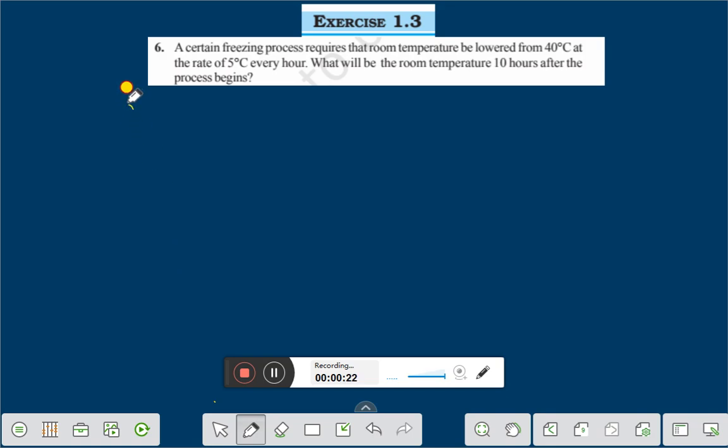Let us solve this problem in this way. That is, initial temperature is equal to 40 degree centigrade, right? And be lowered from 40 degree centigrade at the rate of 5 degree centigrade every hour. In 1 hour, the change in temperature is, right, here you see lowering.